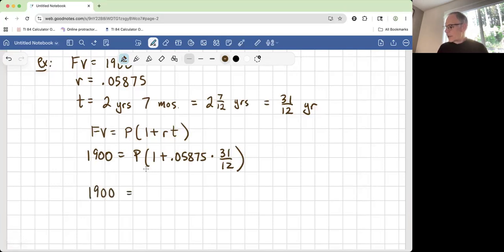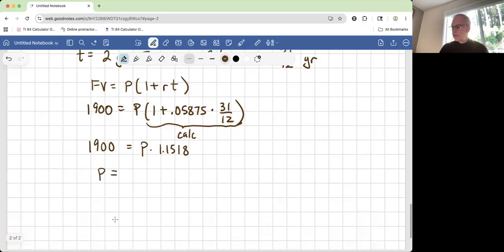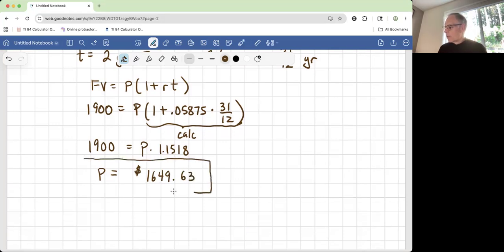All right, so on your calculator, I wish I was there to show you this, you're going to enter this on your calculator, right? And then after you hit enter, it's going to store that answer. And if I decimally approximate it out to 4 decimal places, I'd get that. Then, of course, you're going to divide by that. So P is going to be 1900 divided by 1.1518. So you are going to have to come up with $1,649.63.